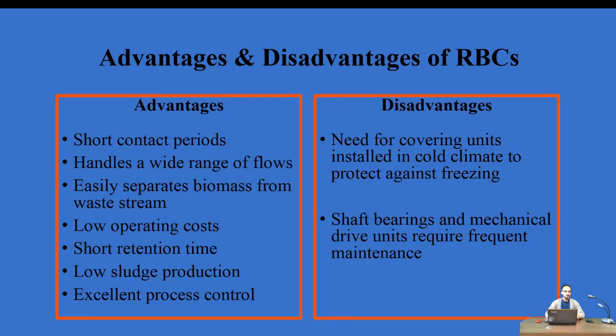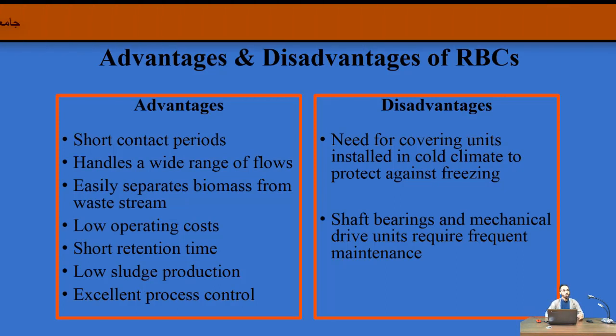The advantages and disadvantages of RBCs. Advantages: short contact period, handles a wide range of flow, easily separates biomass from the waste stream, and also low operating cost, short retention time, low sludge production, and excellent process control.